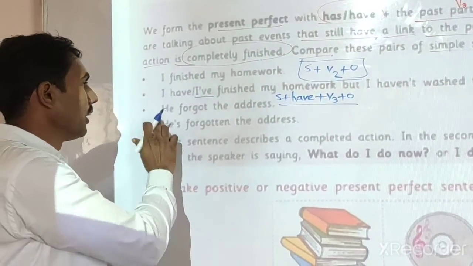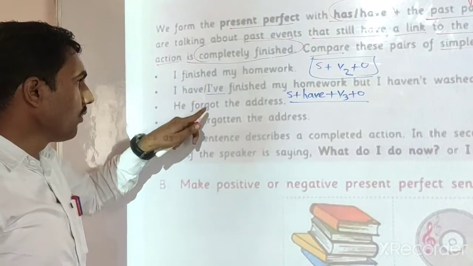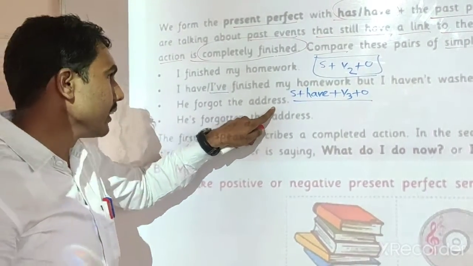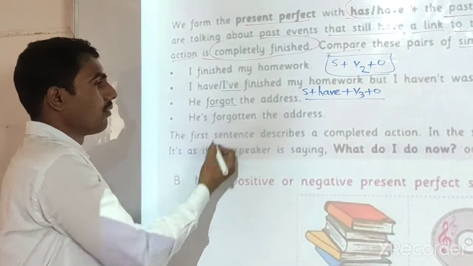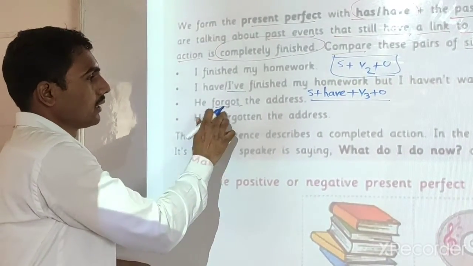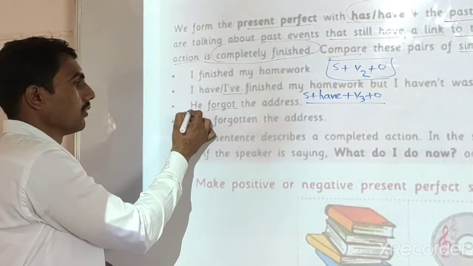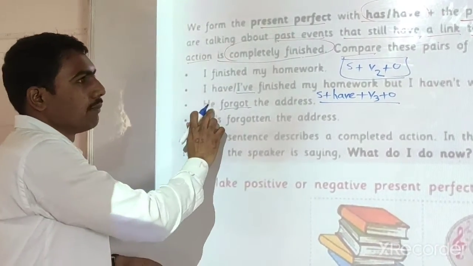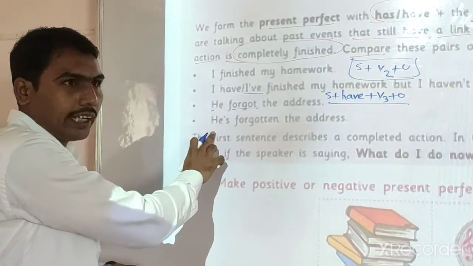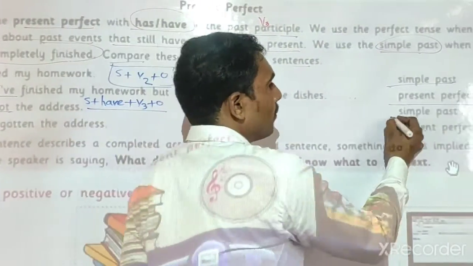Now the next one. He forgot the address. It is also verb second form. Forget, forgot, forgotten. Remember this. Subject plus V2 form indicates the simple past tense.